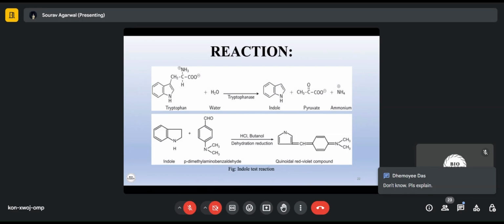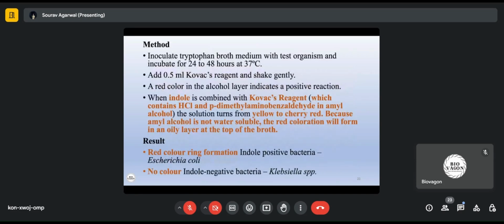Okay, sure, I will explain. When you add Kovac's reagent, it doesn't only have p-dimethyl aminobenzaldehyde, but it also has HCl and amyl alcohol. Amyl alcohol, as you know, is insoluble in water. That's the reason you get a cherry red ring: it's insoluble in the media and floats on top of the water or media. So you get a cherry red ring, and the entire media does not get colored. I hope this is clear now.